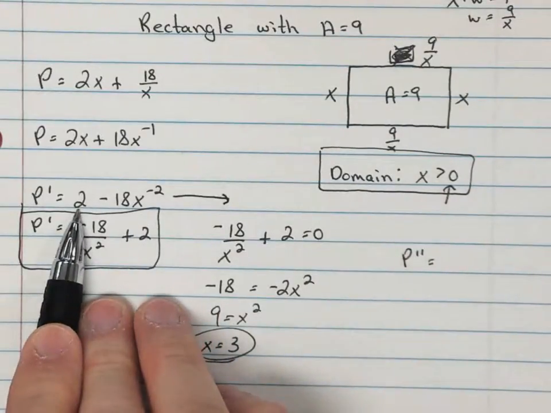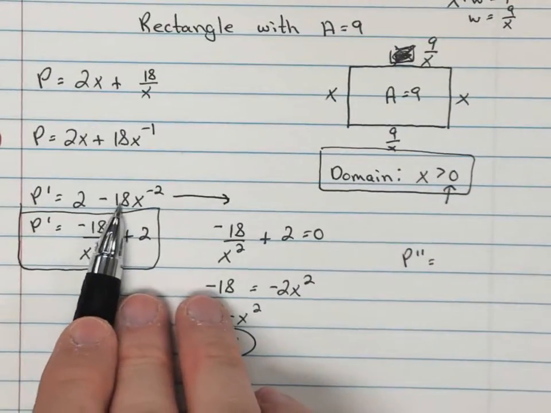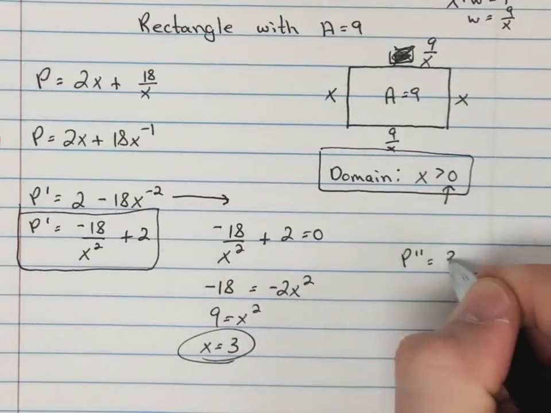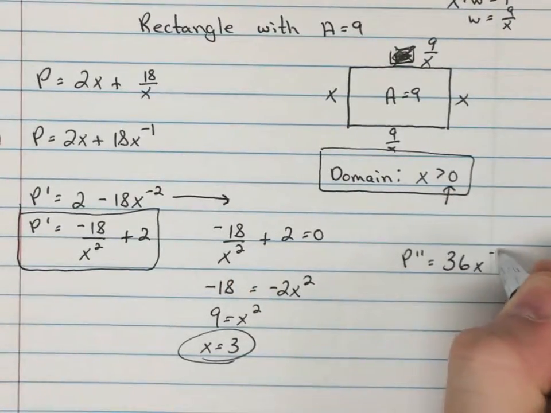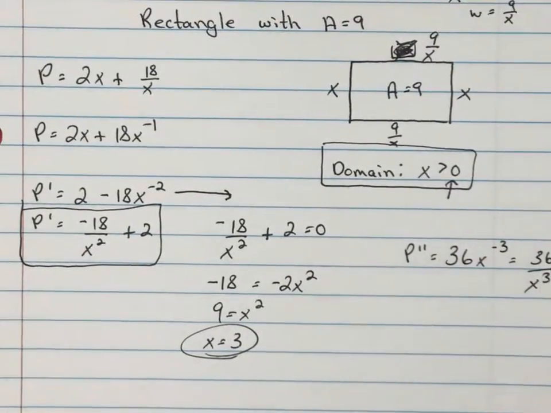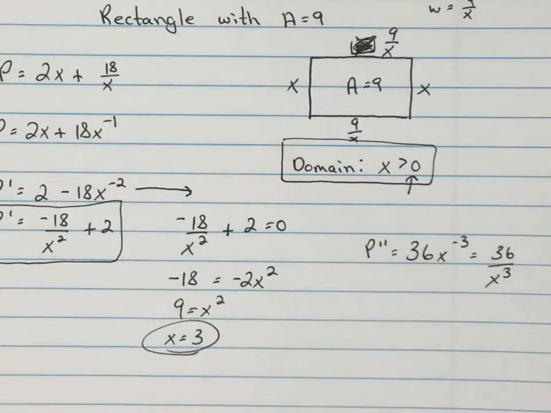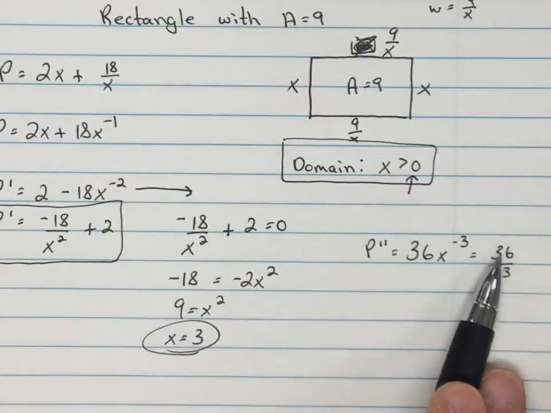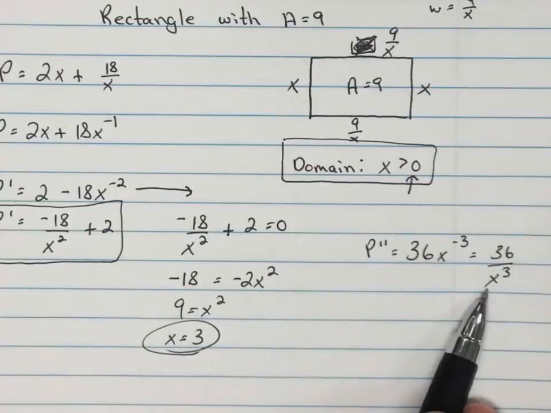The derivative of 2 is 0. The derivative of -18x to the -2, bring down the -2, gives you 36x to the -3, which is 36 over x to the 3rd. There's your second derivative. Here's the only reason I have to find the second derivative. Plug the critical value in. You get 36 over 27, which is a positive number.